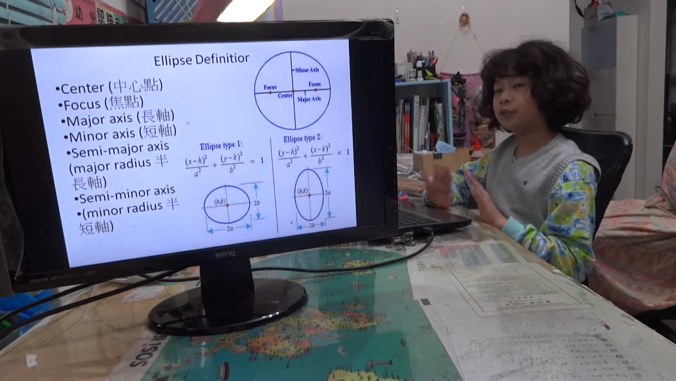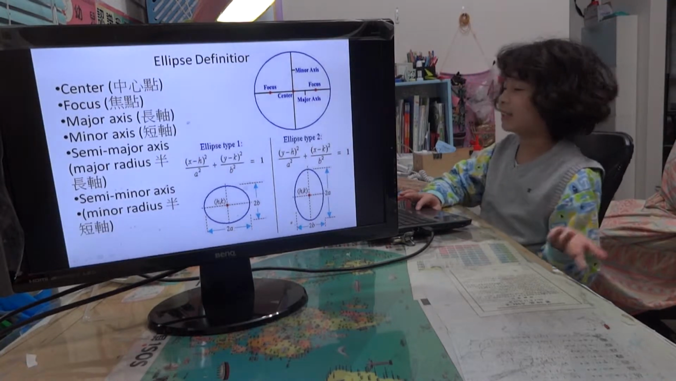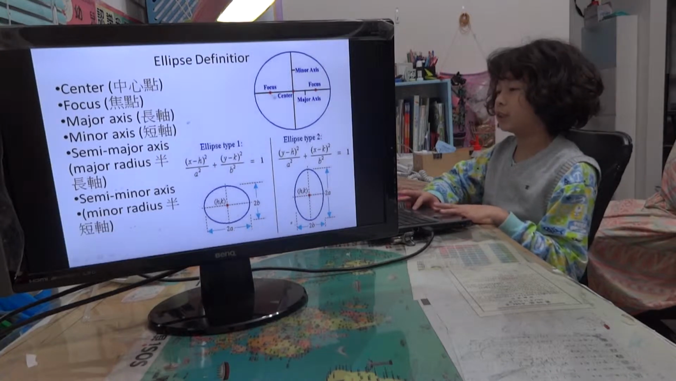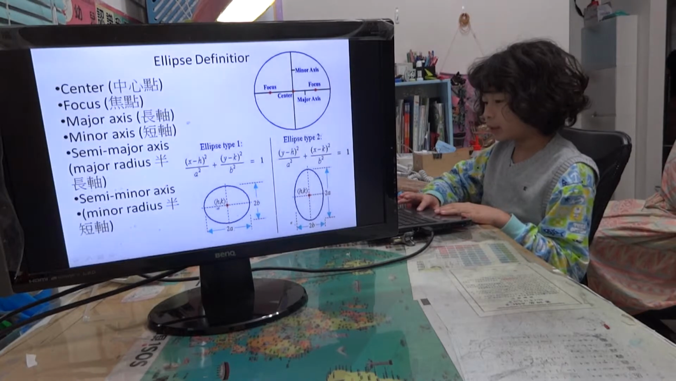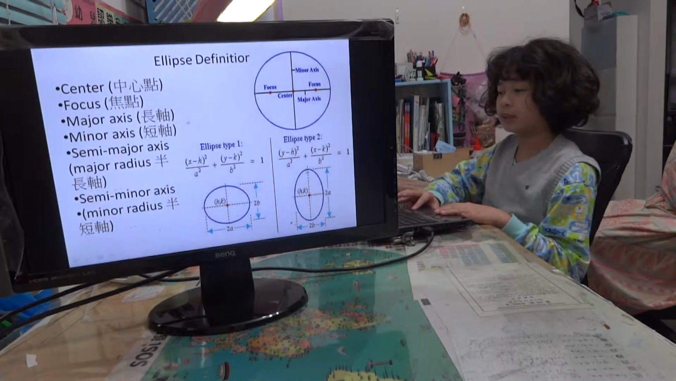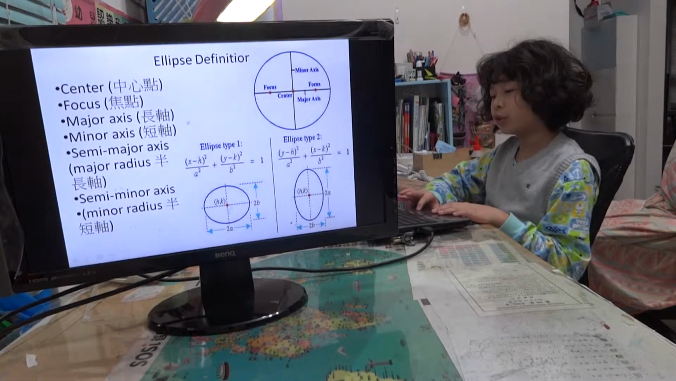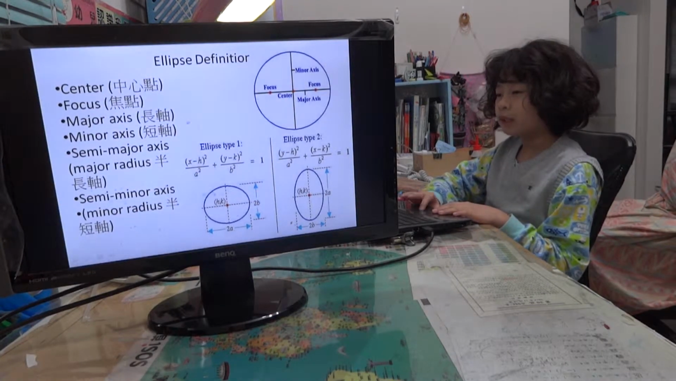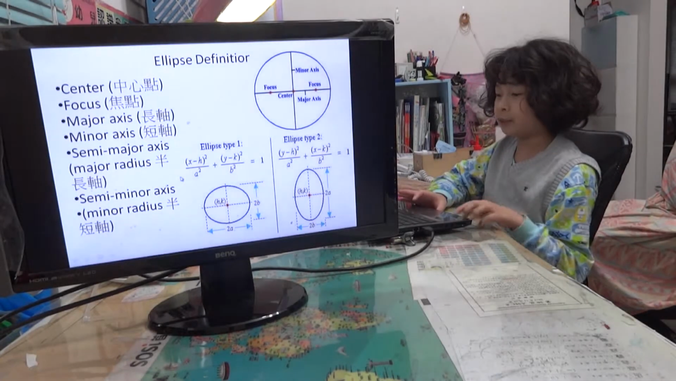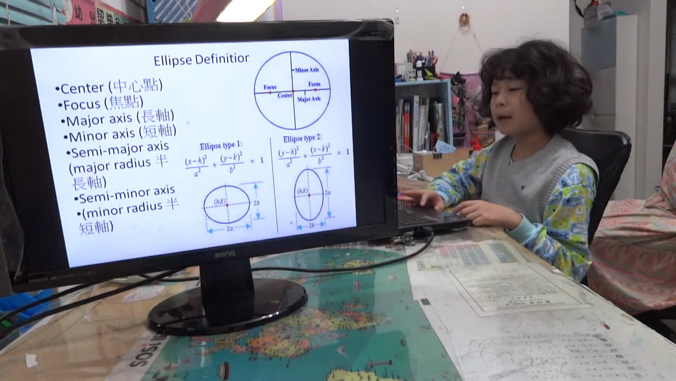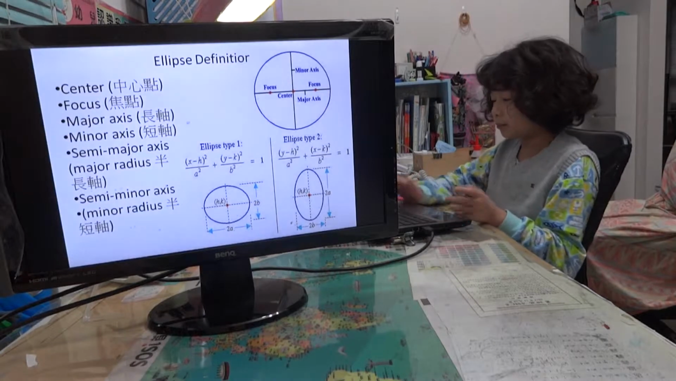First, let me introduce some terms. The center is just the center, and the foci are the two focus points. The major axis is the long one, and the minor axis is the shorter axis. The semi-major axis is half of the major axis, which you can represent as A. The semi-minor axis is half of the minor axis, which you can represent as B.